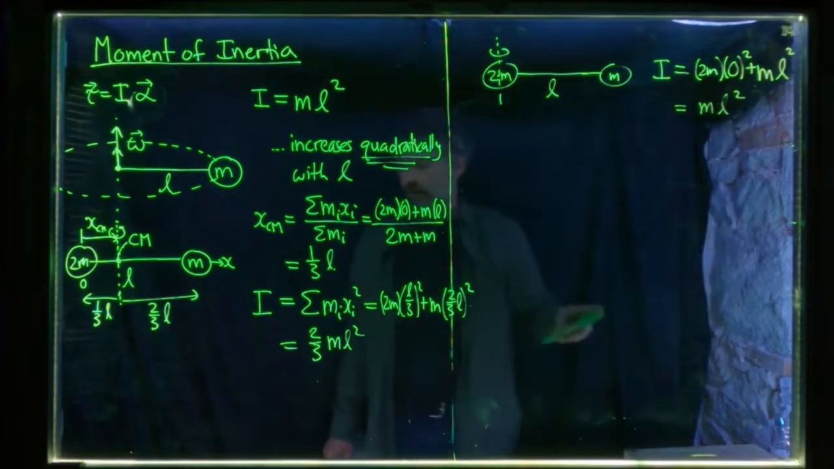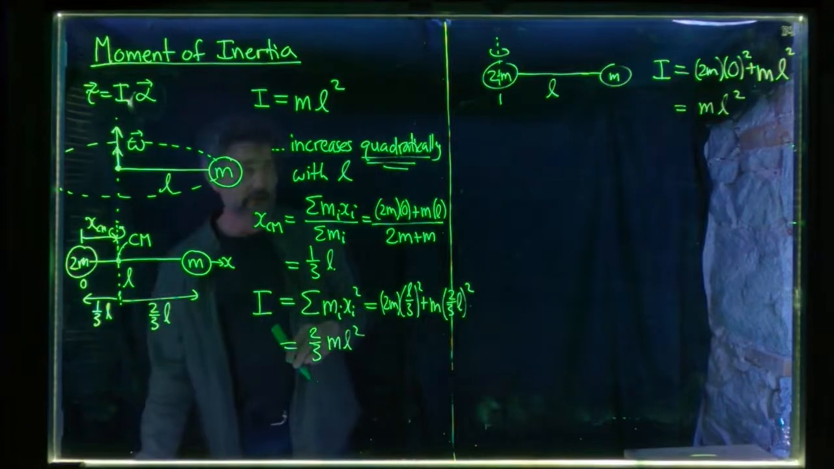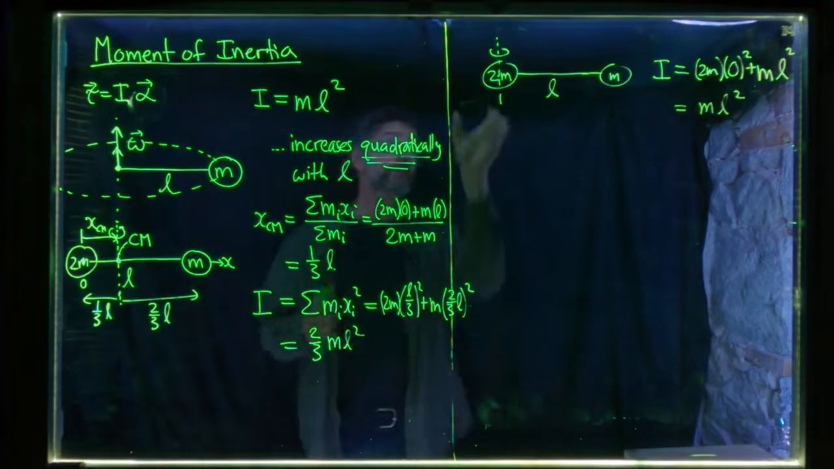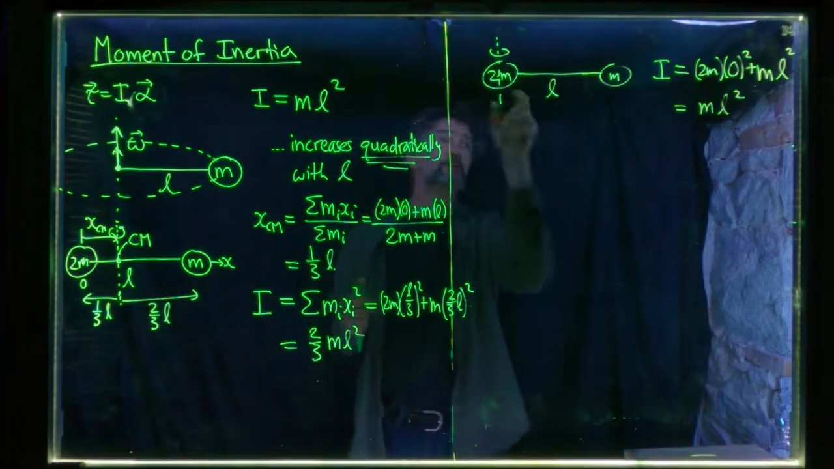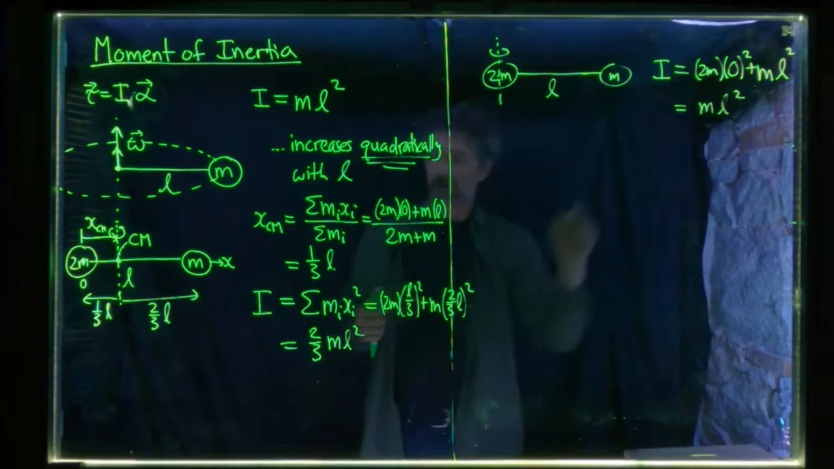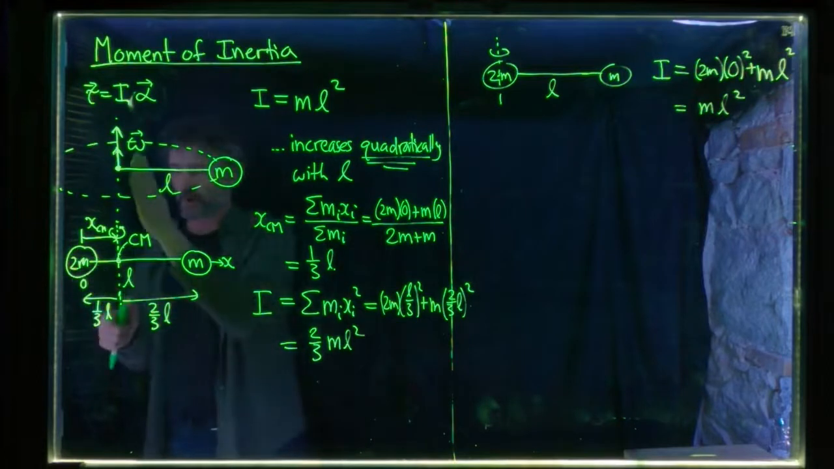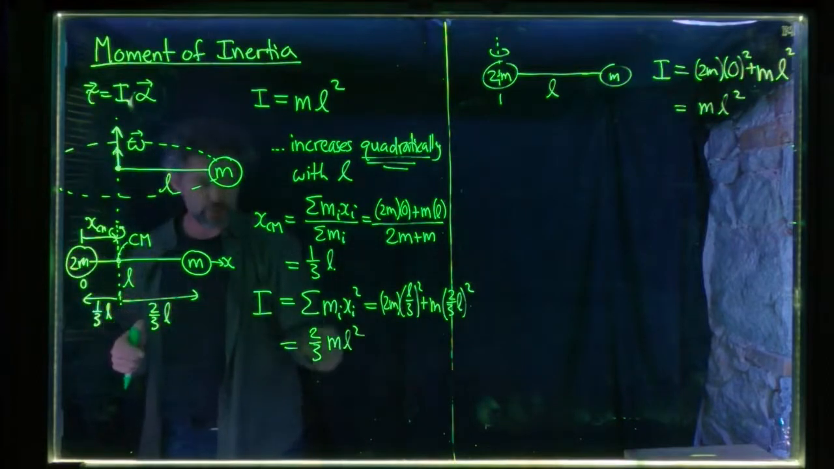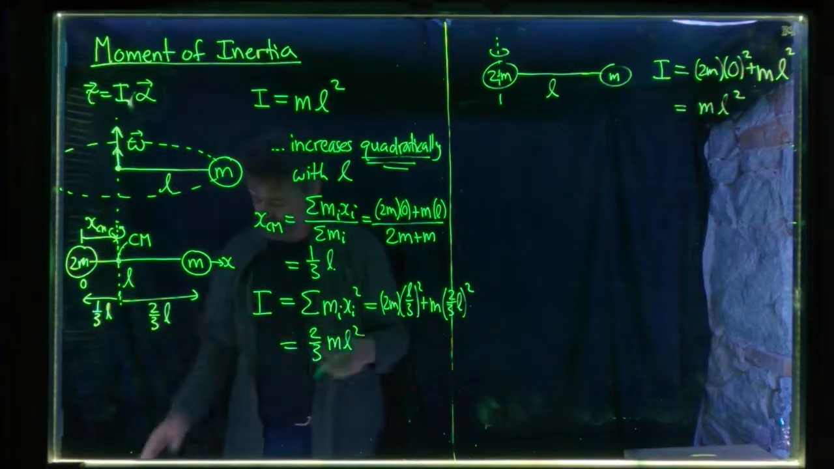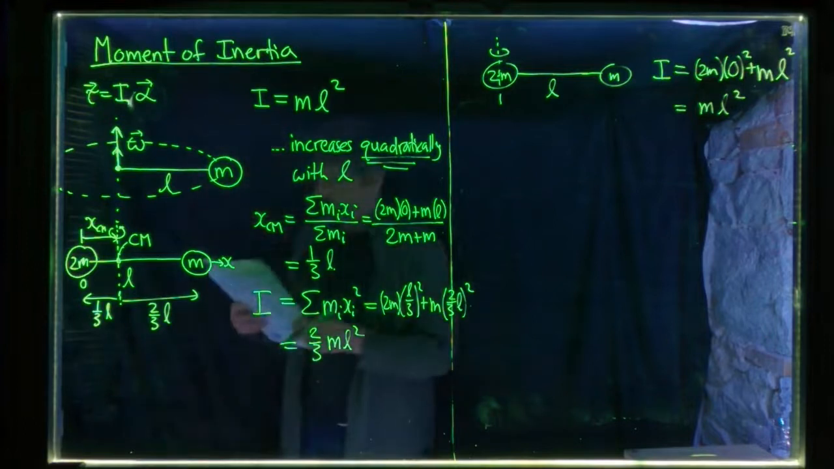You'll notice that it's clearly more difficult to rotate this rigid body about this axis, because its moment of inertia is mL squared, than to rotate the same object about its center of mass. That was only 2/3 instead of 1 times mL squared. So we see that.